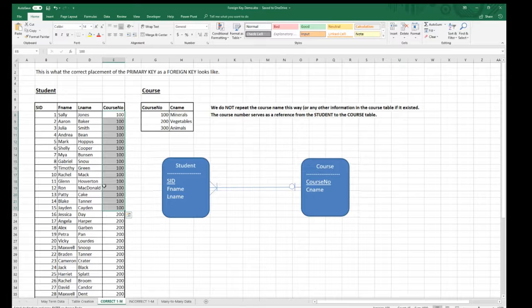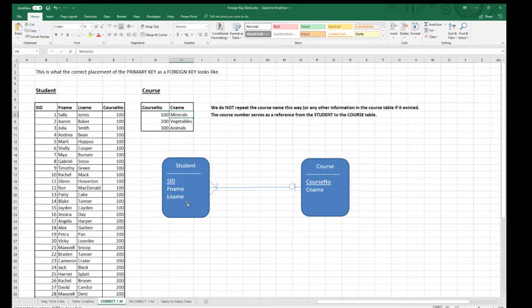So now if I look up a particular student, like Timothy Green here, I can tell right away which course he's enrolled in. And if I wanted to know the name of the course, I could then say, okay, well, he's enrolled in course 100. I go to the course table, I look at 100, and the course name is Minerals. So we can see how that works.